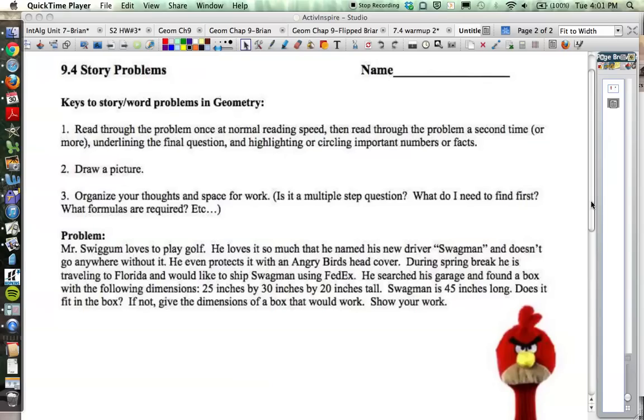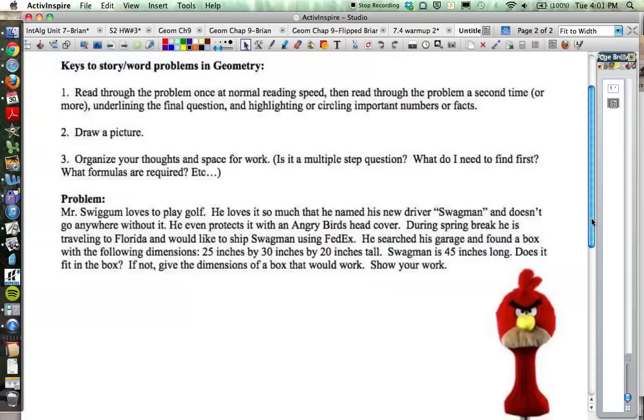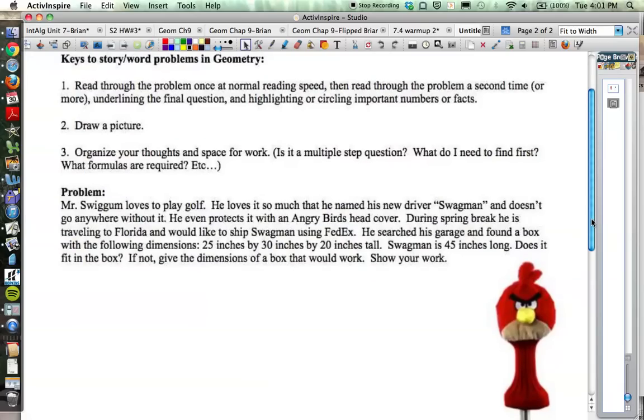So here's the problem. Mr. Swiggum, myself, loves to play golf. He loves it so much that he named his new driver Swagman and doesn't go anywhere without it. He even protects it with an Angry Birds head cover, pictured below. During spring break, he's traveling to Florida and would like to ship Swagman using FedEx. He searched his garage and found a box with the following dimensions: 25 inches by 30 inches by 20 inches tall. Swagman is 45 inches long. Does it fit inside the box? If not, give the dimensions of a box that would work. Show your work. So you can see I just read through that problem once at normal speed.